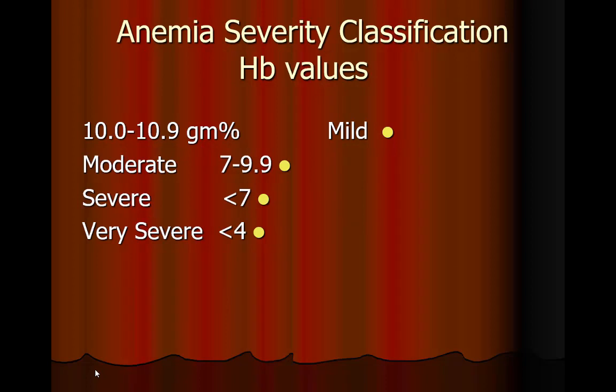We must classify the anemia according to its severity into mild, moderate, severe, and very severe. In mild, the hemoglobin level is 10 to 10.9; moderate, hemoglobin level 7 to 9.9; severe, hemoglobin level is less than 7; very severe, hemoglobin level is less than 4.